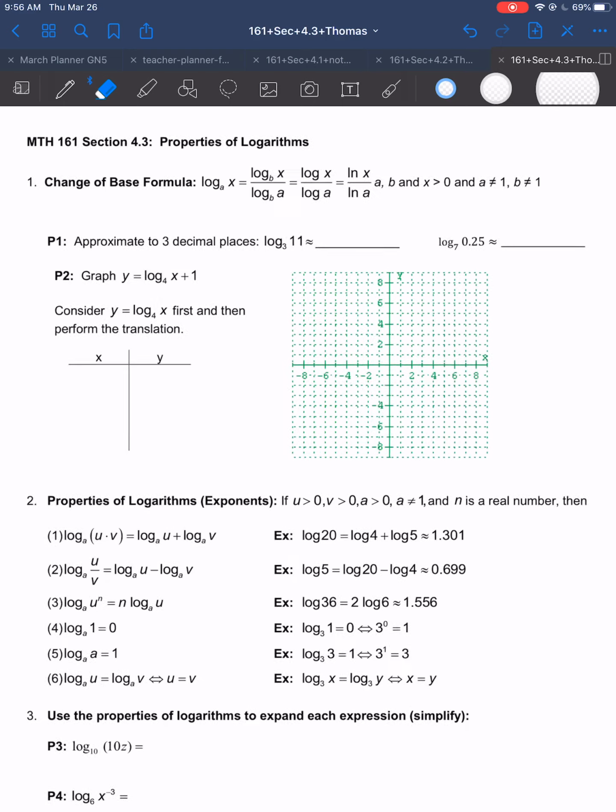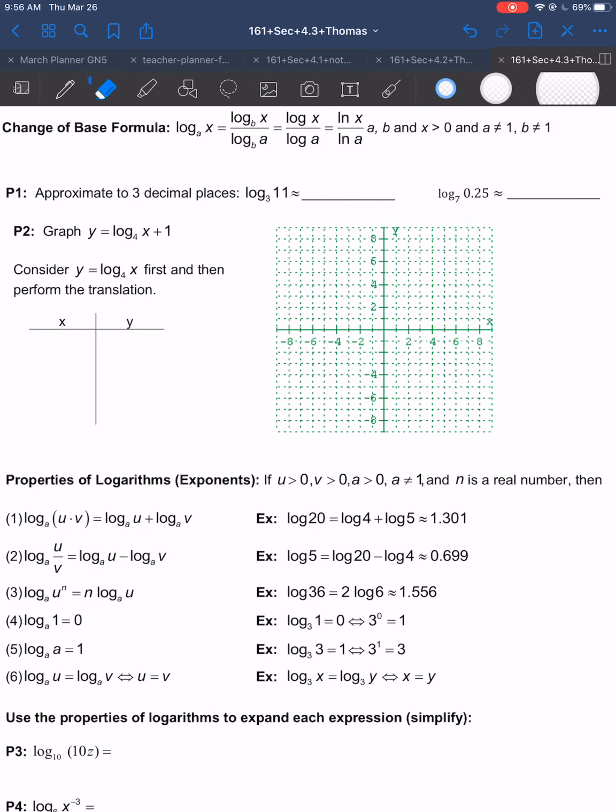So we're going to do some examples. We're going to say log base 3 of 11. I have no clue how to do that other than use the change of base formula. So we are going to use log of 11 and divide by log of 3. You can just type log of 11 and then divide it by log of 3 in your calculator, and we're going to round to 3 decimal places, so it's 2.183.